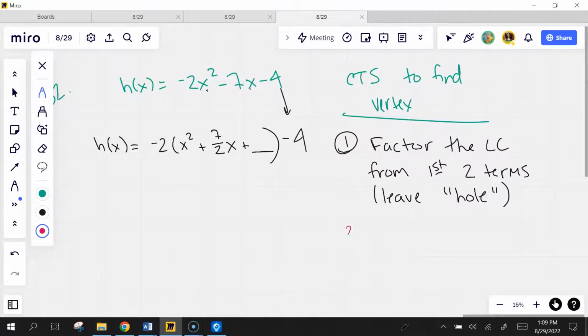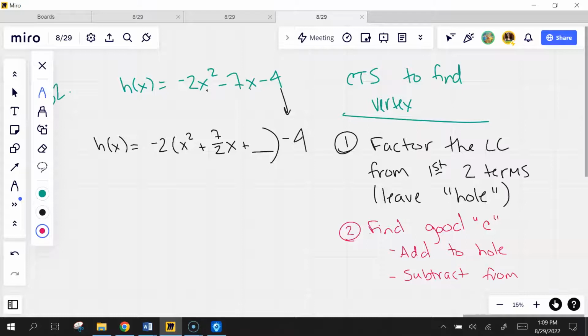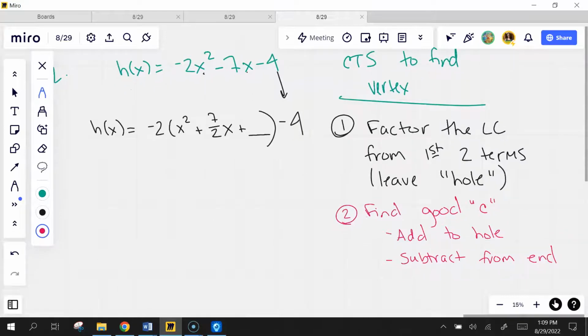I need to find a good C. I'm going to add it to my whole, but at the same time, I'm going to subtract from the end of my equation. Let me show you. I didn't divide it by anything. I only took it out of the first two. I'll show you why I say careful here.